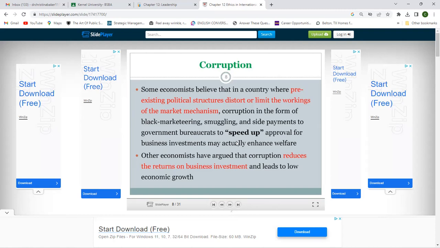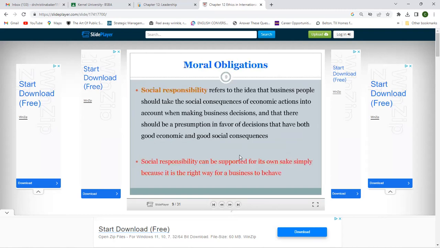Other economists have argued that corruption reduces the returns on business investment and leads to low economic growth. Social responsibility refers to the idea that business people should take the social consequences of economic action into account when making business decisions, and that there should be a presumption in favor of decisions that have both good economic and social consequences. Social responsibility can be supported simply because it's the right way for business to behave.